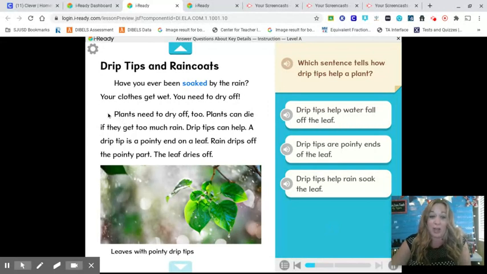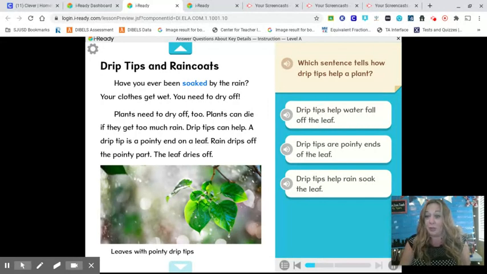Plants need to dry off too. Plants can die if they get too much rain. Drip tips can help. A drip tip is a pointy end on a leaf. Rain drips off the pointy part. The leaf dries off. So let's go back to it. Tells how they help. They help water fall off the leaf. They are pointy ends of the leaf, or they help rain soak.